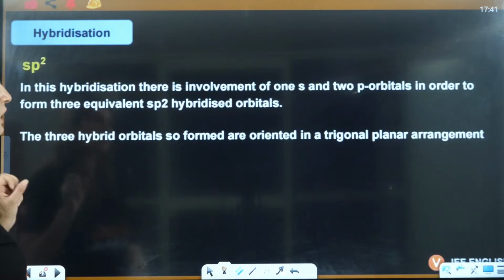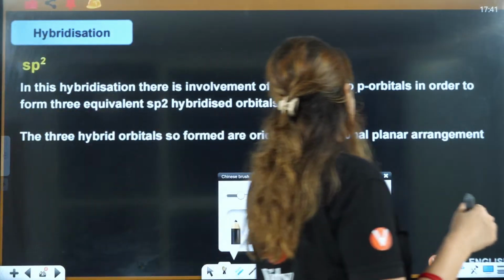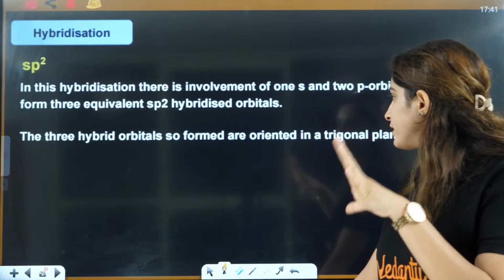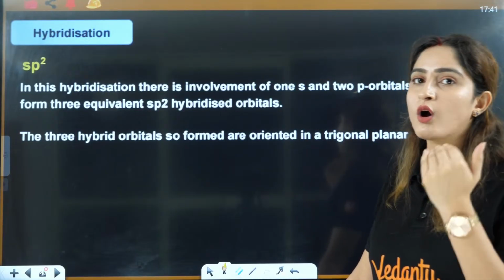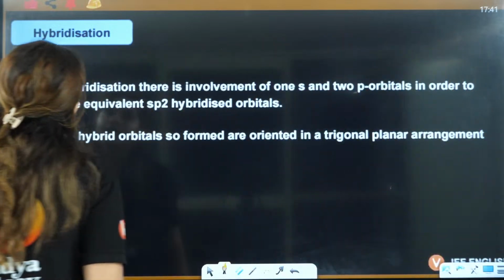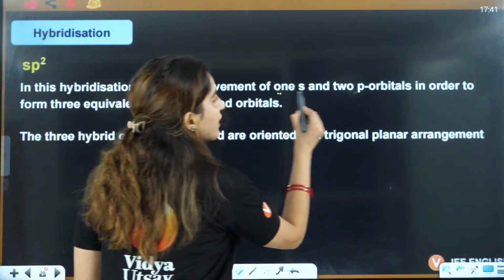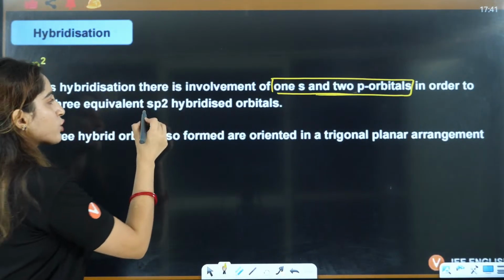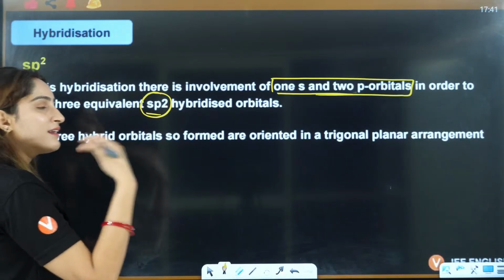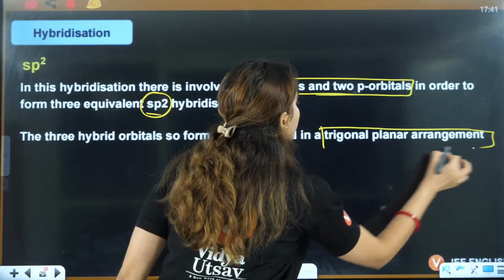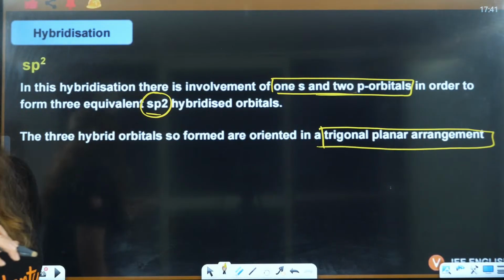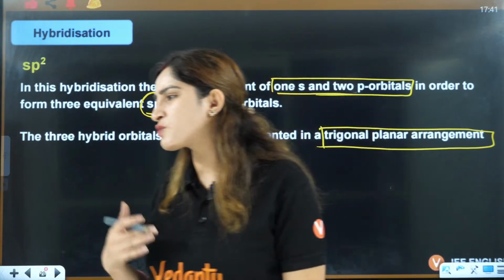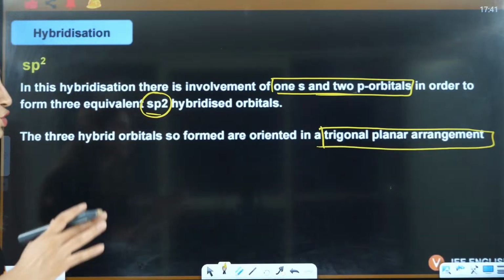Now let's talk about sp2, which is going to give us trigonal planar geometry. Let's talk about what trigonal planar geometry is. In this hybridization, there is involvement of 1s and 2p orbitals, and this gives you sp2 hybridization, which is oriented towards giving you trigonal planar geometry. Geometries we'll talk about later in this chapter again.